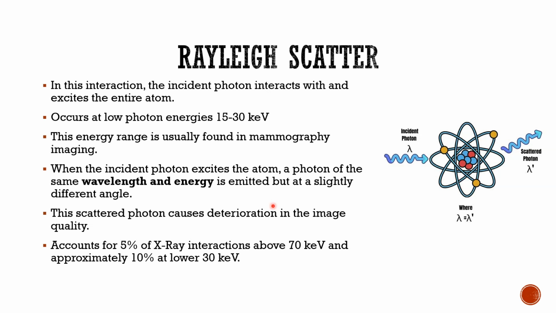If we have an incident photon that is scattered in some random direction, then this may cause a deterioration in the image quality at the film or the receptor capturing the X-ray, because the photon is coming from an unknown direction and therefore carrying incorrect information towards the X-ray film. This accounts for 5% of X-ray interactions above 70 keV and approximately 10% at energies lower than 30 keV.